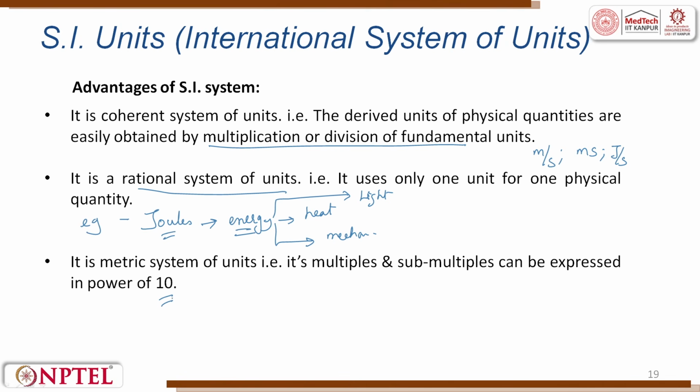What we are trying to say is, it will be multiplied by 3, or multiplied by 5, when you convert from one unit to the other, or it can be 1 by 10 to the power 3, which can be expressed as 10 to the power minus 3. That is what we are saying here. It is a metric system of units, that is, its multiples and sub-multiples can be expressed in powers of 10. Thank you very much.